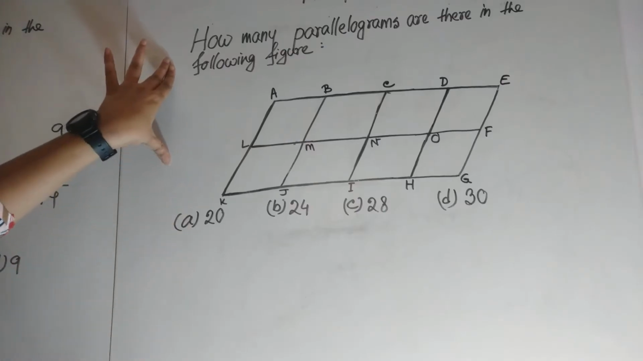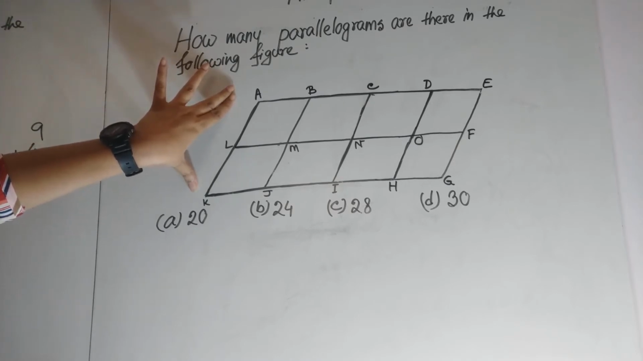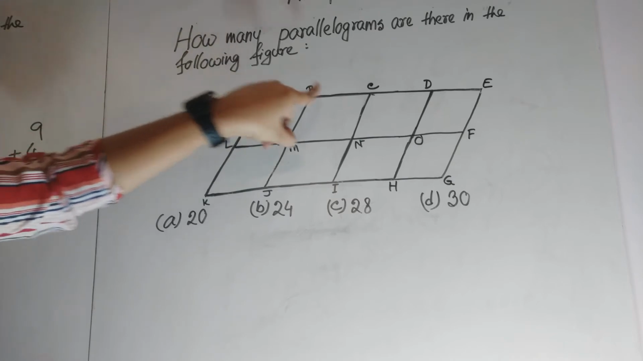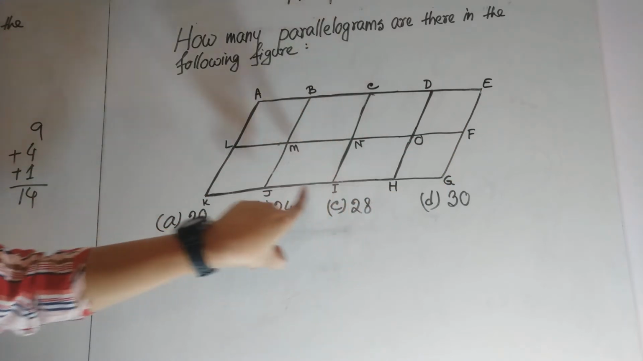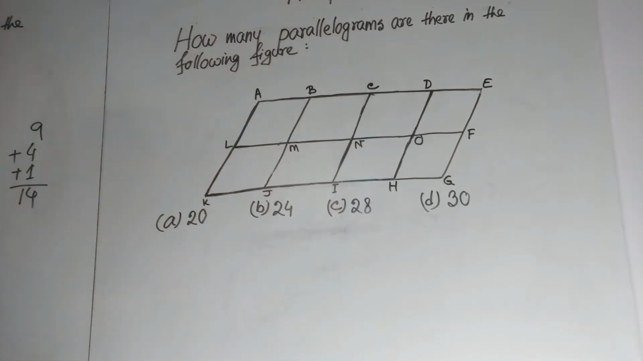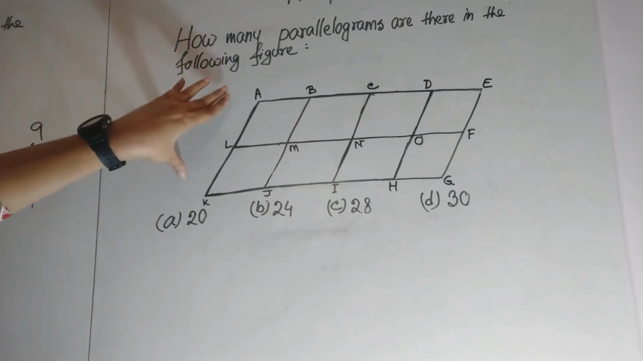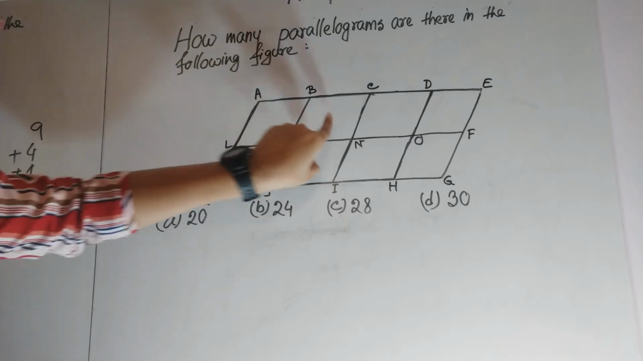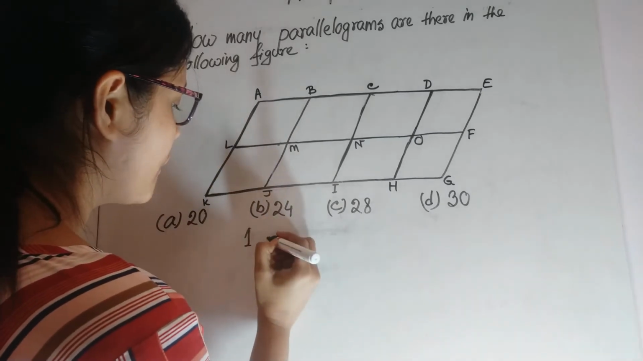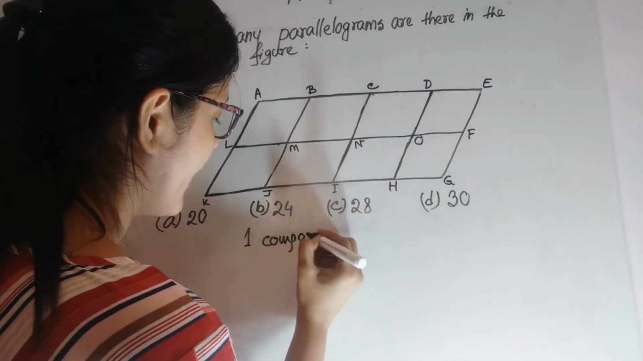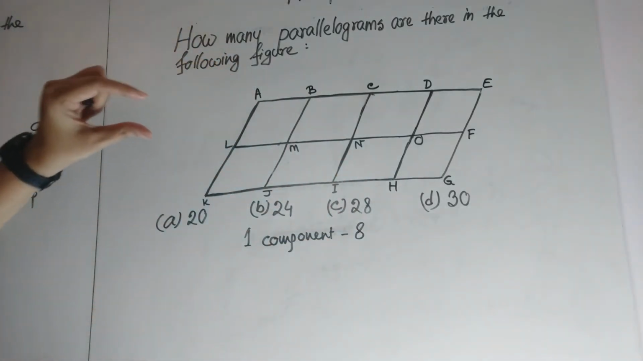4, how many parallelograms are there in the following figure. The figure is given, you need to find the number of parallelograms in the figure. So, to make you understand, I have already labeled the figure like A, B, C, D, E, F, G, H, I, J, K, L, M, N and O. Now, without labeling only, we can understand how many simple parallelograms are there. 1, 2, 3, 4, 5, 6, 7 and 8. Therefore, parallelograms with one component, 8.